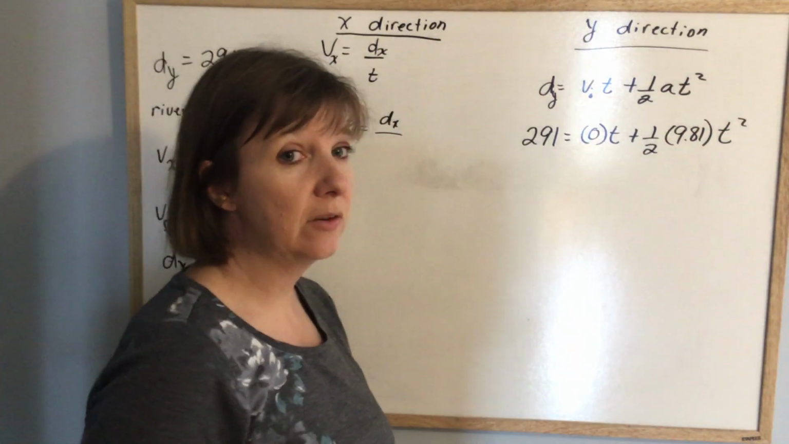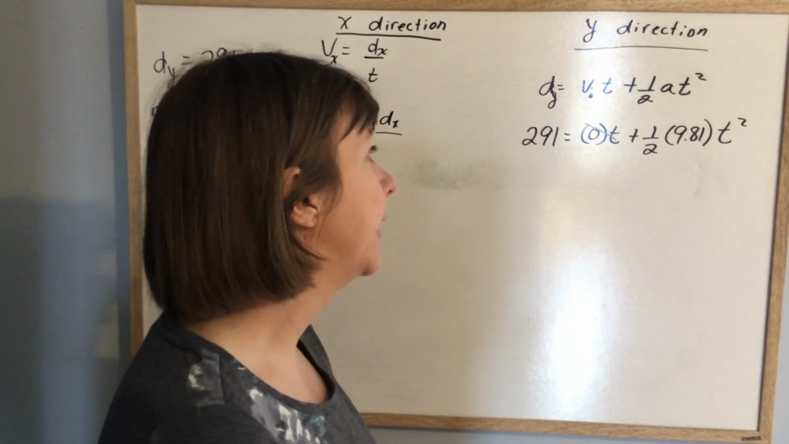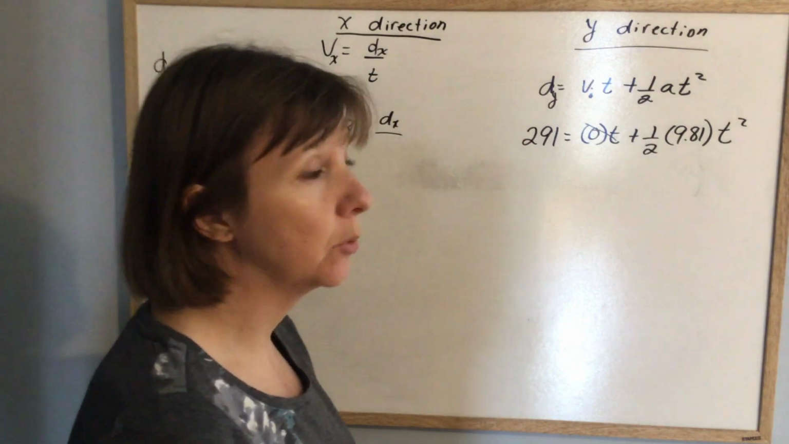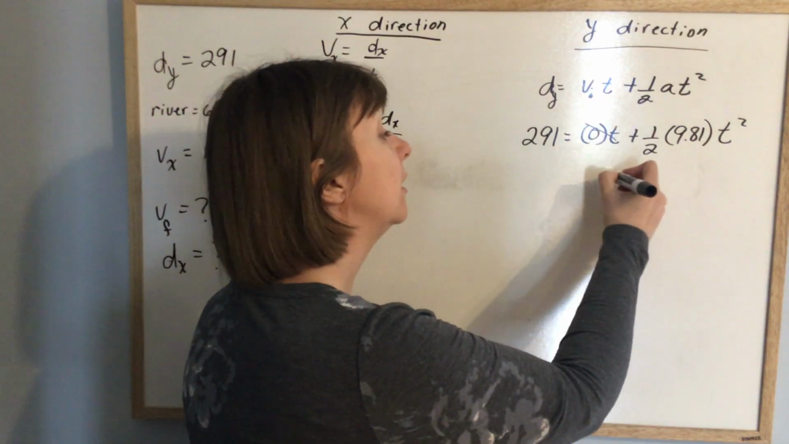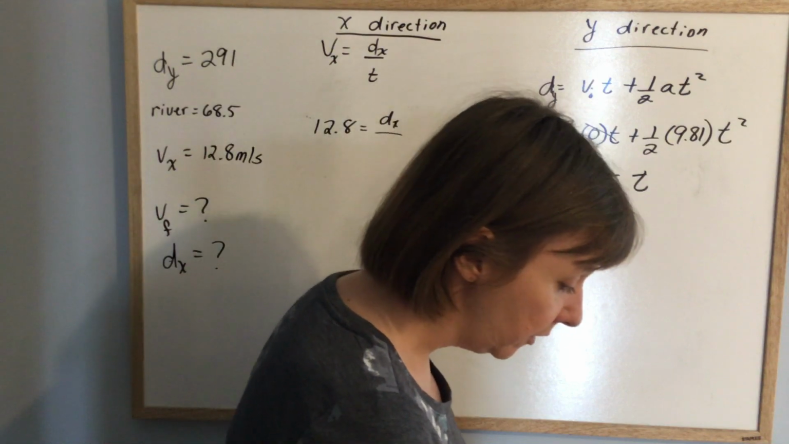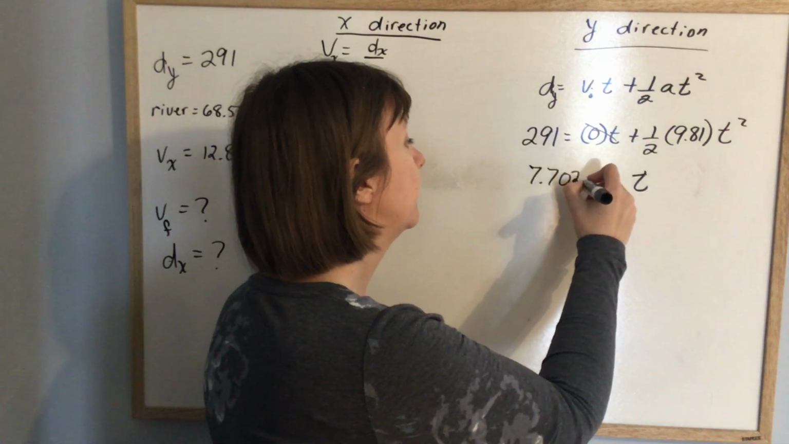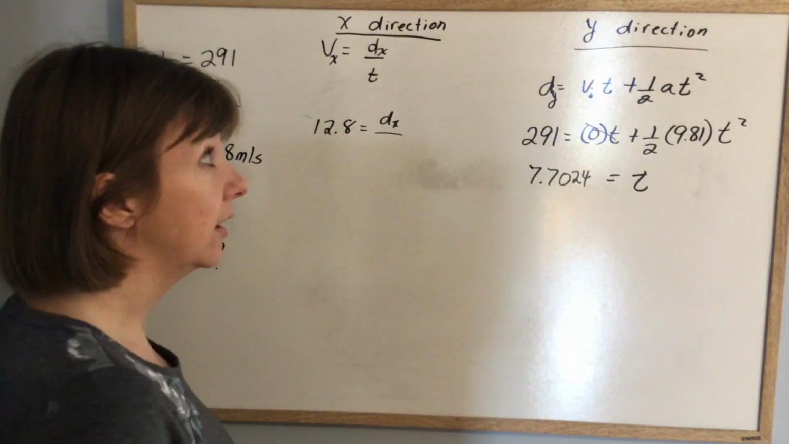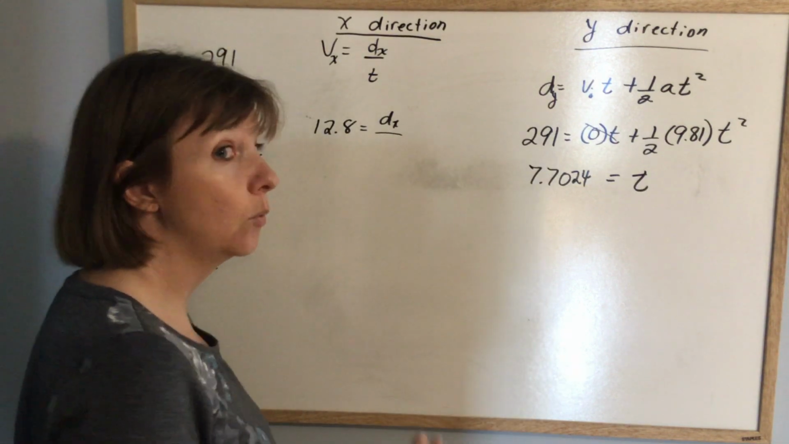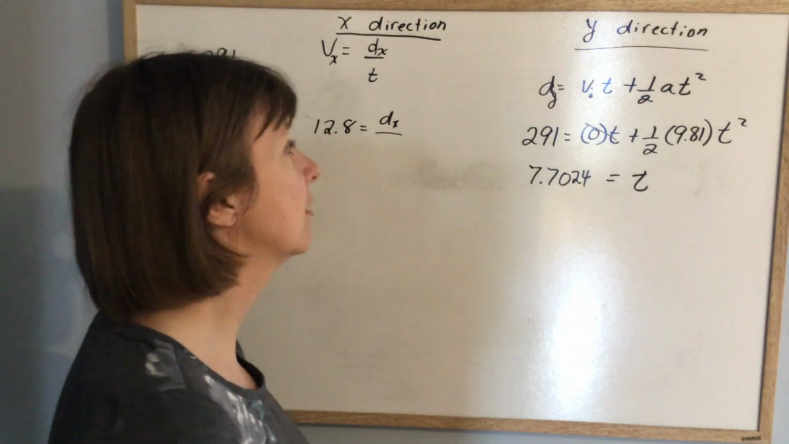So it turns out I can actually figure out t with this because that's gone. So half of 9.81 is 4.9. So I can do 291 divided by 4.9 and take the square root. Again, I'm assuming that you can probably do that math. And that actually works out to be 7.7024. Now remember I said time is the link. If my time is 7.7024 seconds in the y direction, that's how long that rock is going to be falling. It's going to be falling for almost 8 seconds.